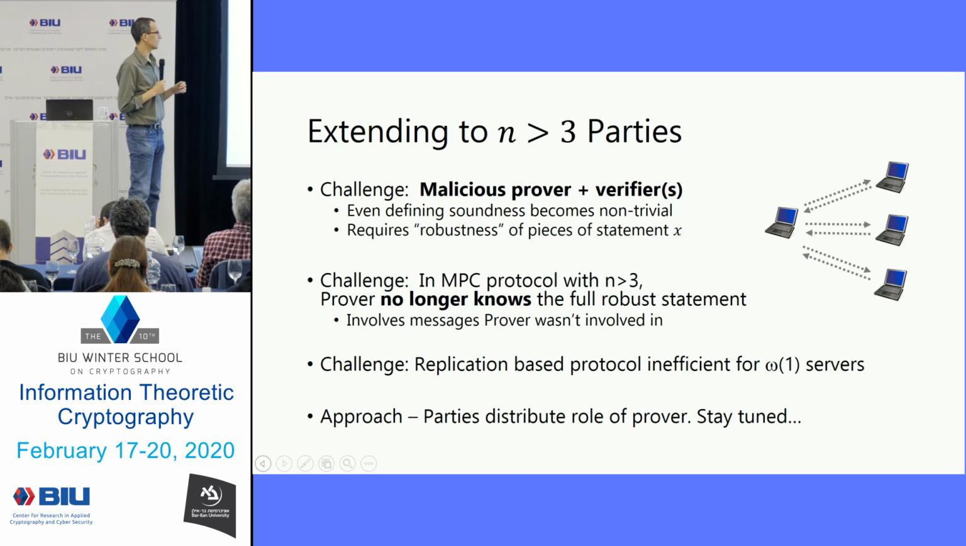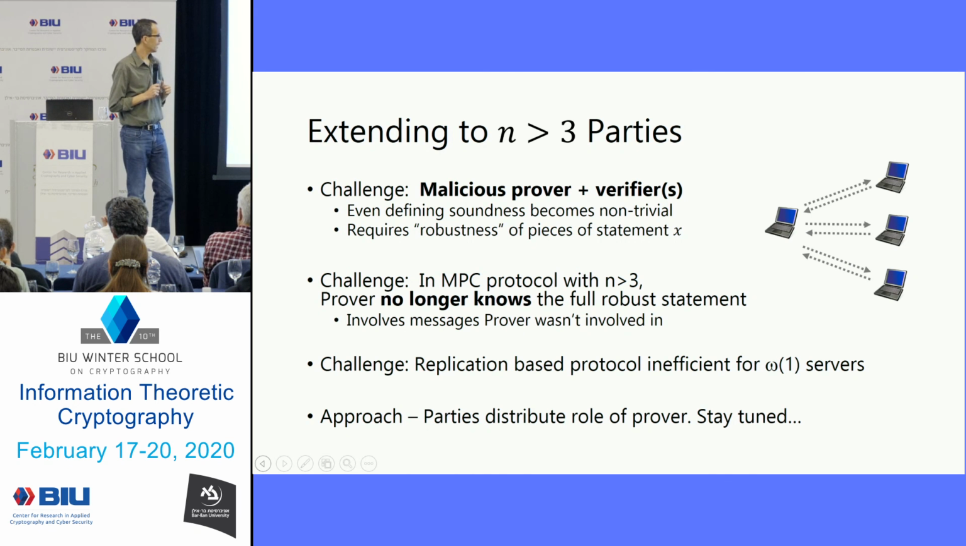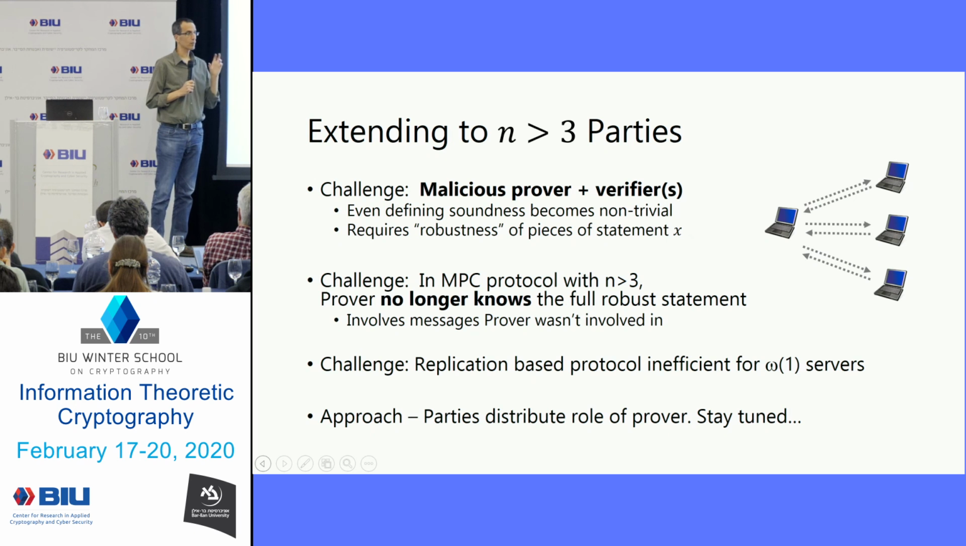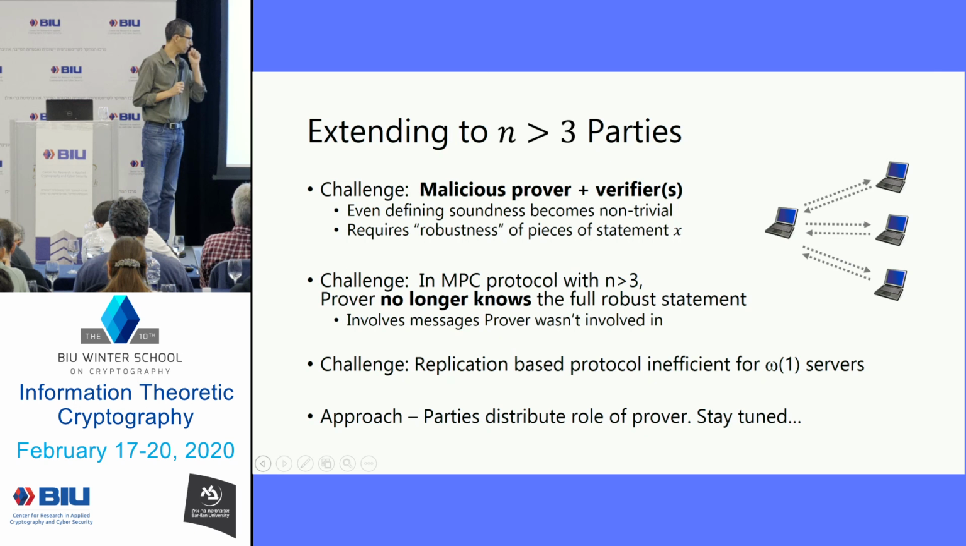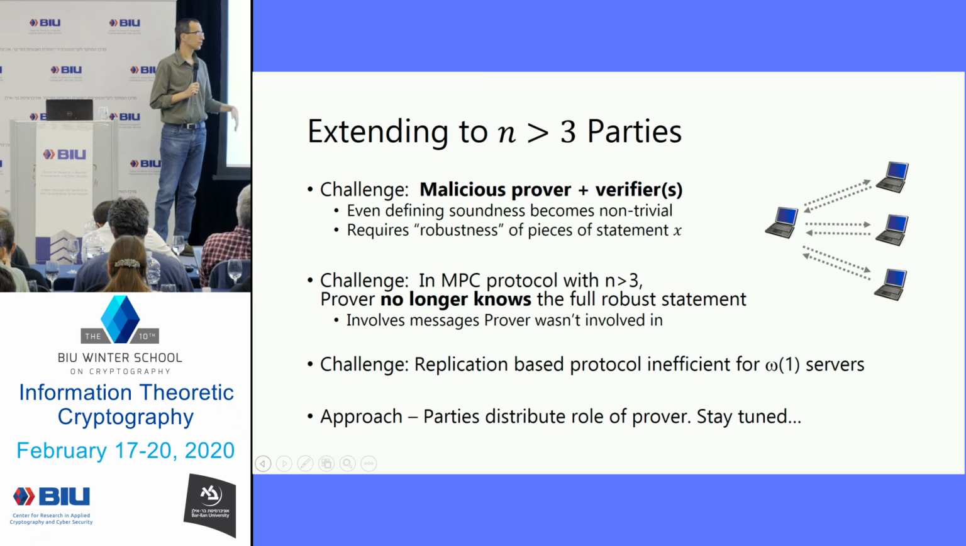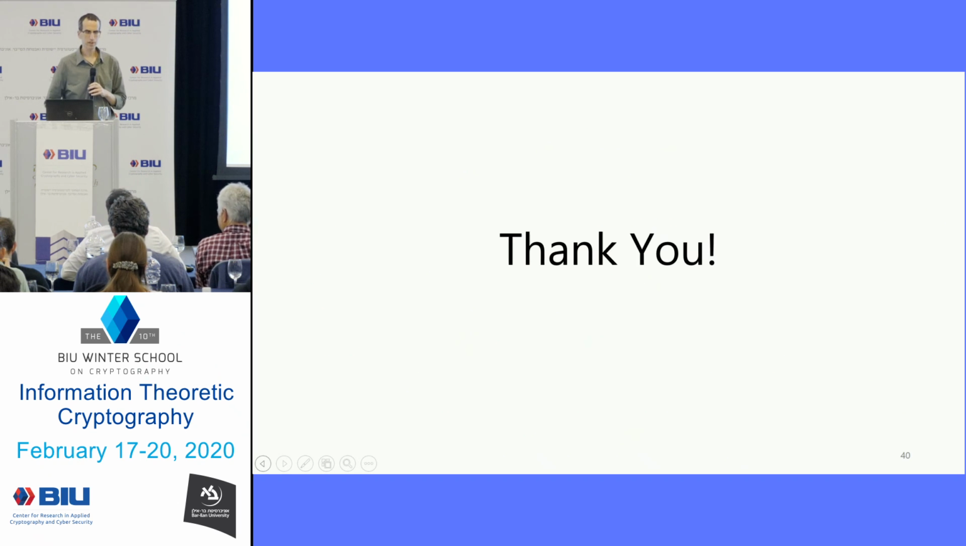Another challenge is that with more than 3 parties, the prover no longer knows the whole statement it wants to prove on. And third challenge is that the replication-based secret share I showed, the share size grows exponentially with number of parties. So that at a certain point, that's going to be inefficient. We have an approach to distribute the prover. We have some results. Please stay tuned. It's not going to be in this talk. And the last thing I have to say is this.